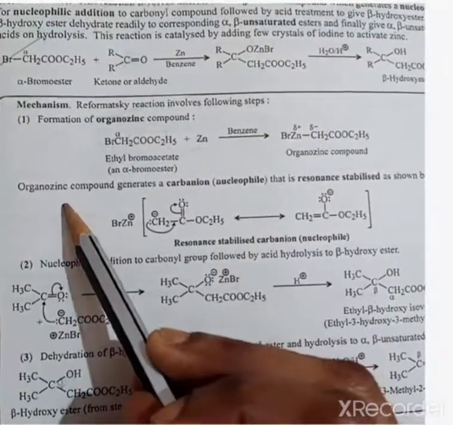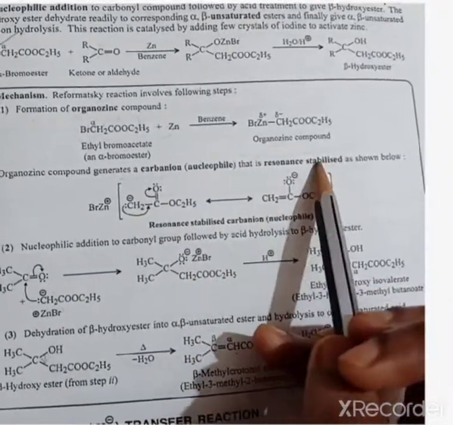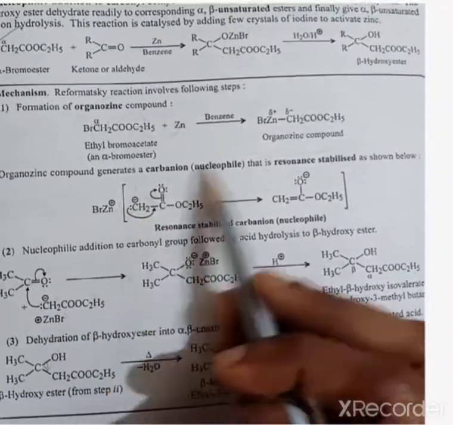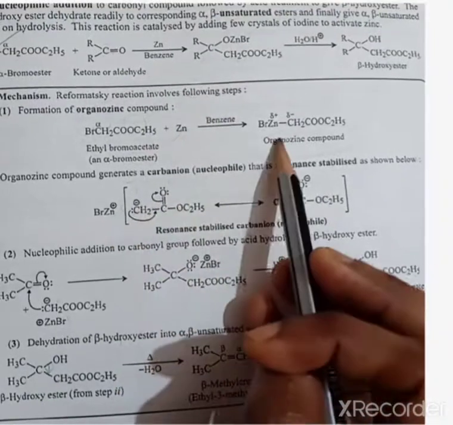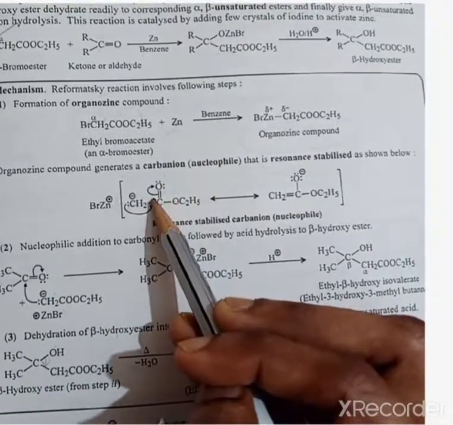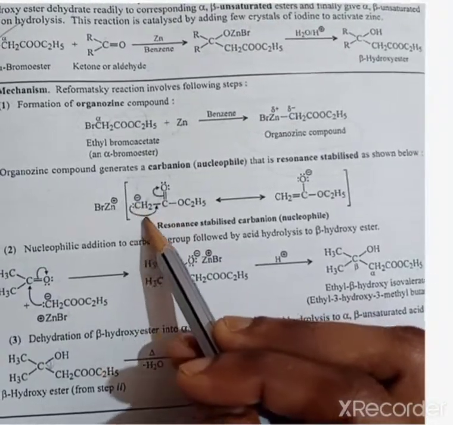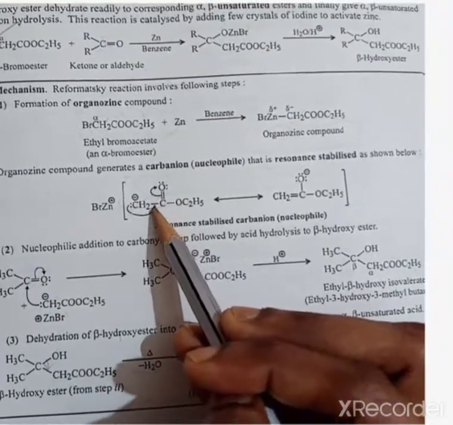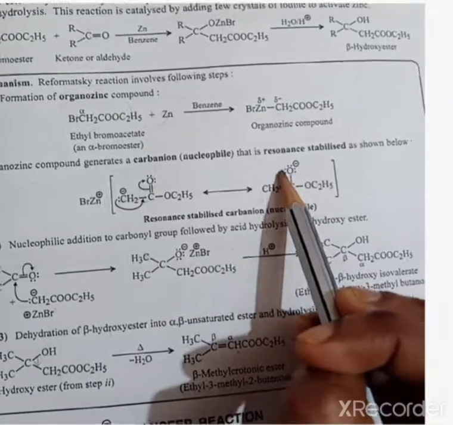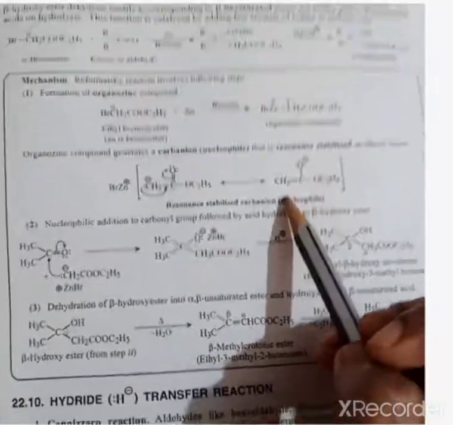Next step, the organozinc compound generates a carbanion, which means a nucleophile, to form the resonance stabilized species. Here BrZn plus is written in this reaction, and again the CH2 COOC2H5. Because the CH2 contains 2 lone pair of electrons, and the oxygen contains 2 lone pair of electrons, write it like this. So the double bond will break, and the 2 lone pair of electrons attack the C double bond. It becomes a double bond. Here the double bond becomes a single bond, getting 2 lone pair of electrons and C2H5. It is said to be the resonance stabilized carbanion, the nucleophile.